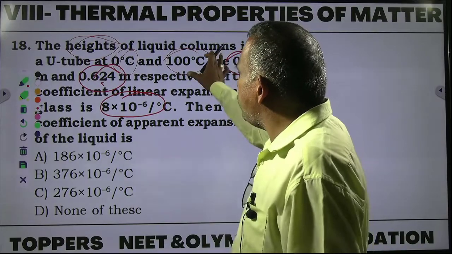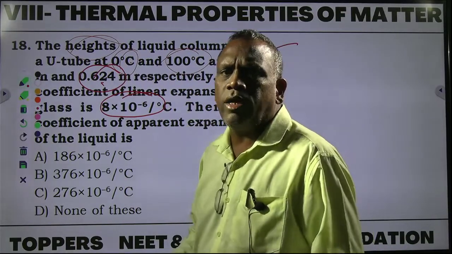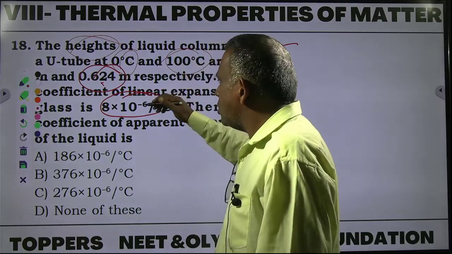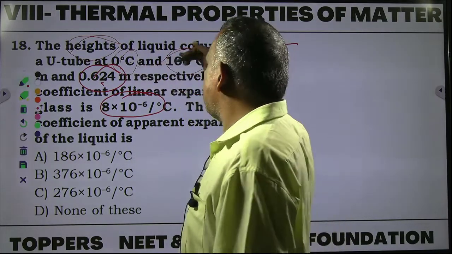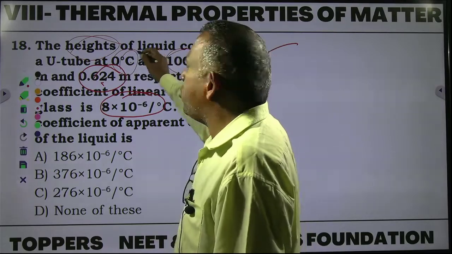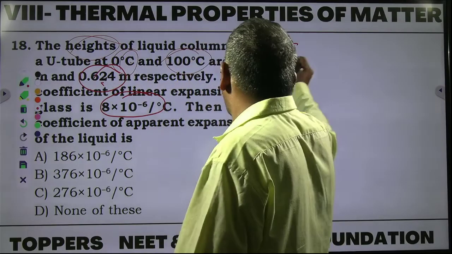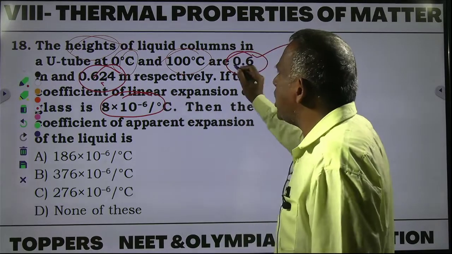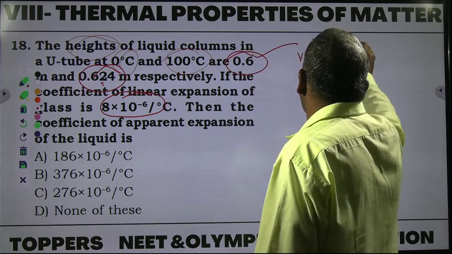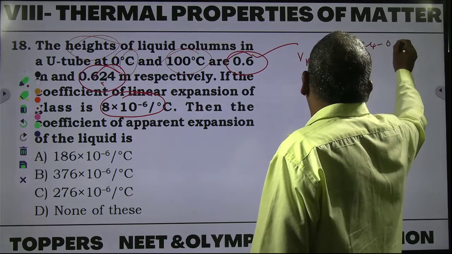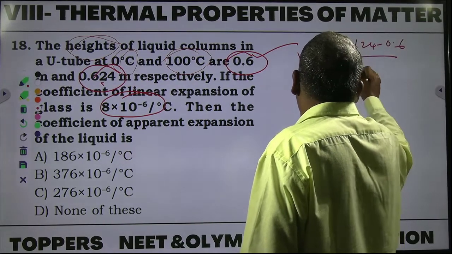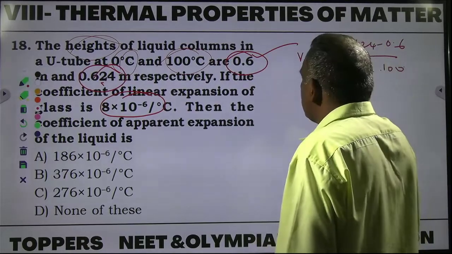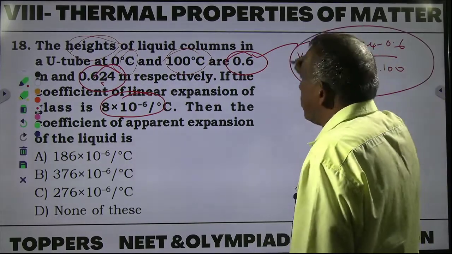See, once you know the heights of the liquid columns, you can find the apparent expansion. So you can find the real expansion. Real expansion can be found from the heights. So the real expansion is nothing but the change in the heights. The change in height is 0.624 minus 0.6 upon 0.6, into the change in temperature, which is 100 degrees centigrade. So this gives us the real expansion.